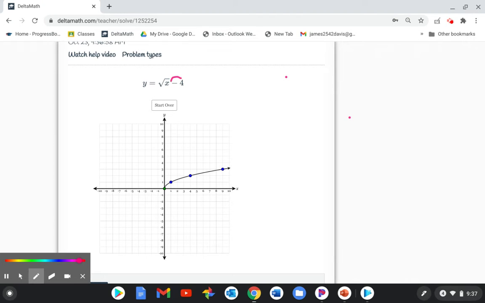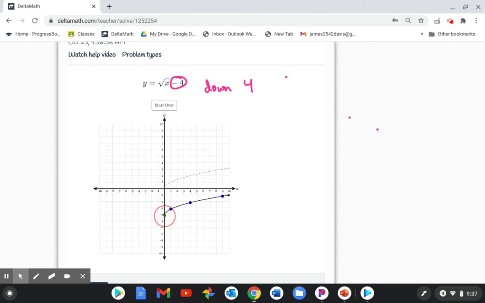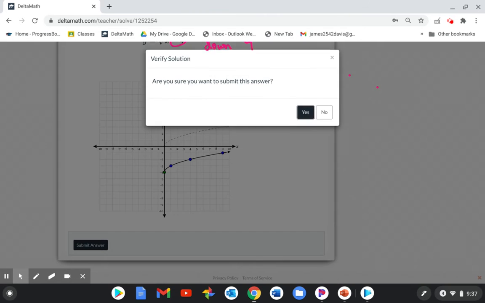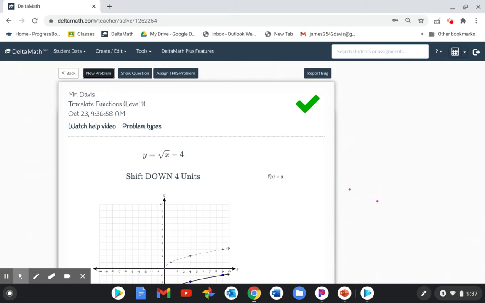This is a -4. Notice this is on the outside. It is not inside of the square root. So outside means it's going to be down 4. So all we're going to do is click that green point. It was at 0, so we're just going to move it down to -4. So it has shifted the function down 4. Submit. And boom, there we go.